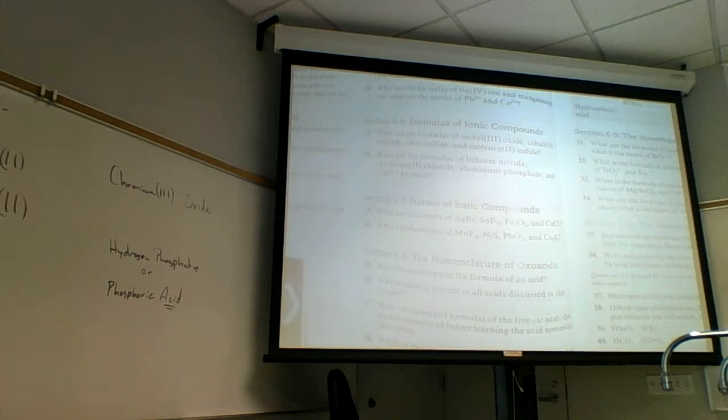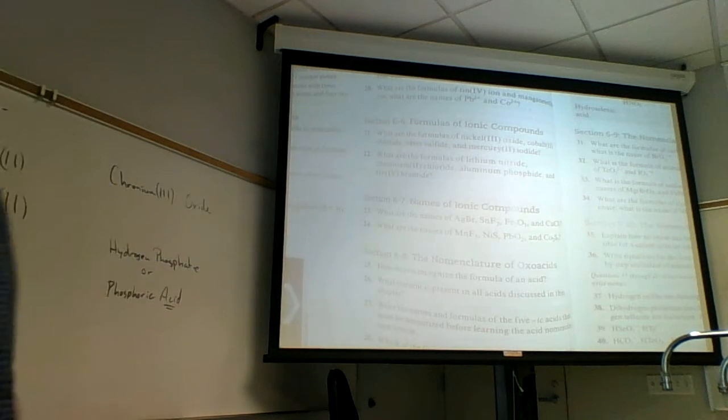Aluminum phosphide. Aluminum is fixed charge at +3. Phosphide, the ide ending tells me it's monatomic with a charge of 3 minus. So this is fine, AlP.